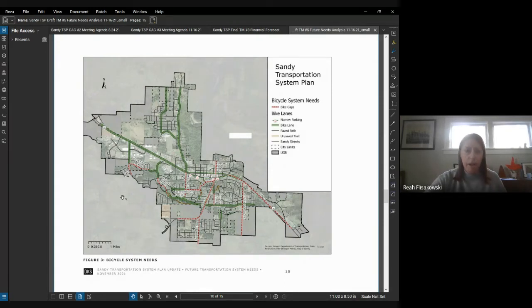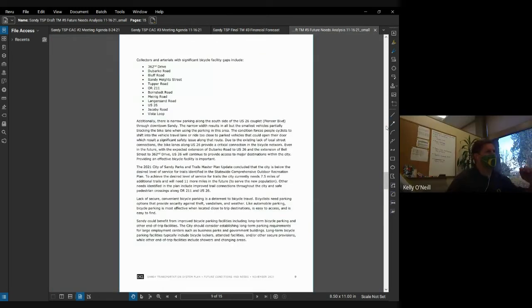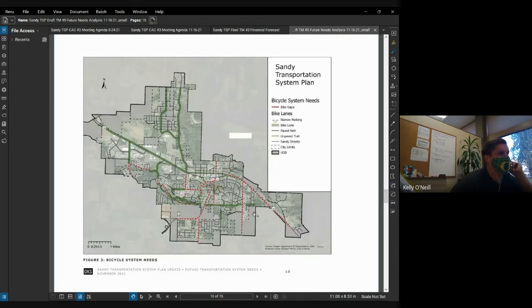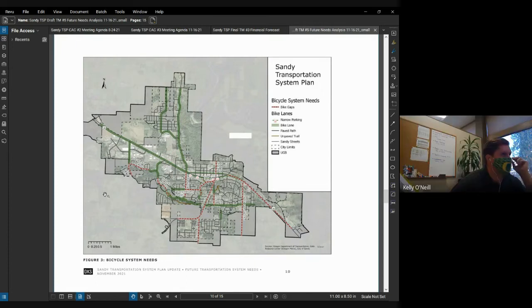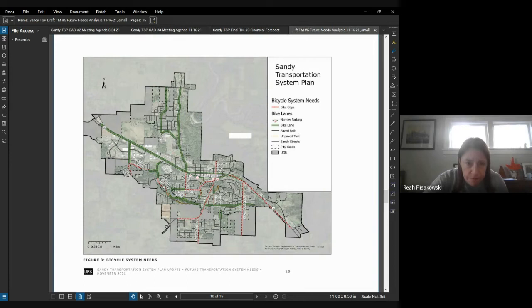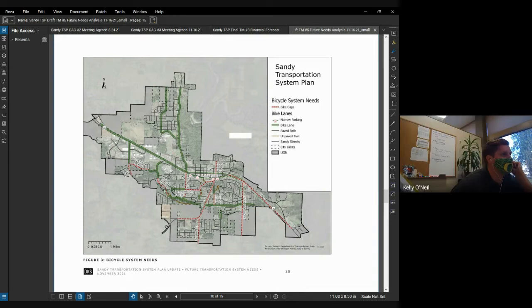I know Kelly added two in his comments, and they're not on the map, Kelly, but what were they? I can't remember. I think there was one on Sandy Heights, Vista Loop. There might have been another one too. Okay, so we'll add Vista Loop. There's Sandy Heights, the portion from where it says DeBarco Road. That's a collector, and I don't think there's a bike lane north of that.